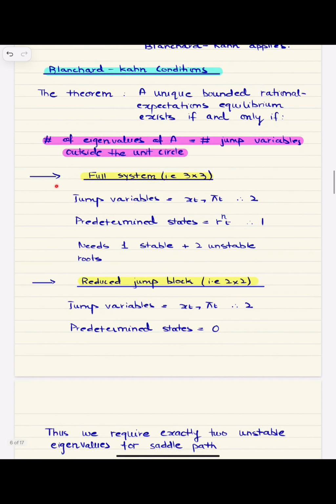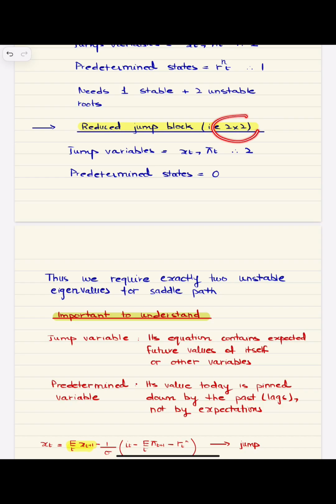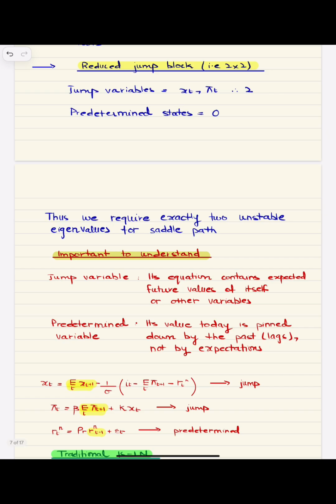If we were working with the 3x3 system, then obviously it's a 3x3 matrix, and you have to get three eigenvalues. So two of them will have to be unstable and one of them will have to be stable in order to get a saddle path equilibrium. Similarly, when we reduce it into a 2x2 system, you're going to end up with two eigenvalues, right? So both of these eigenvalues have to be unstable in order for you to end up with a saddle path. So basically, I think all of you already know what a saddle path is, but I'll still explain it.